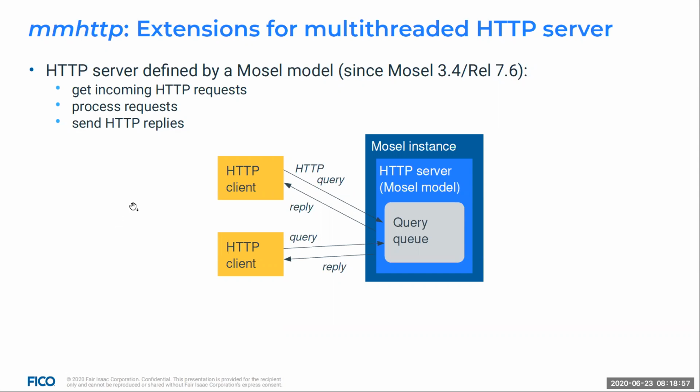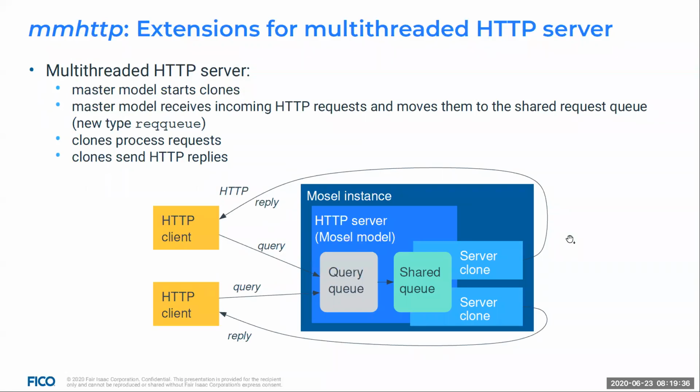A client sends requests to some server, which doesn't have to be a Mosel server, and the Mosel HTTP server receives queries from clients. Again, these clients can be Mosel models, but don't have to be, so any HTTP client. The server has a query queue and deals with the incoming requests. Now, potentially these requests could be time-consuming, so for instance, even optimization ones. In this case, the server will be quite busy just doing these jobs.